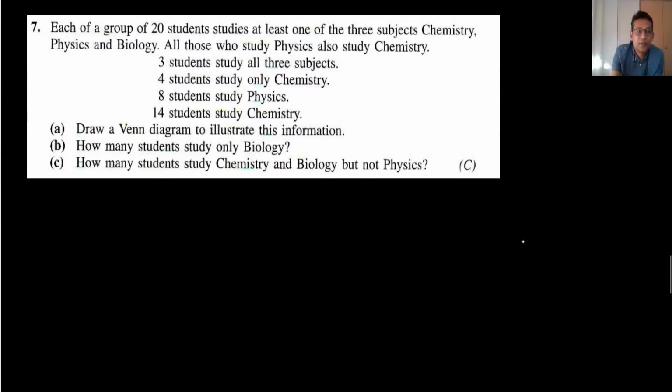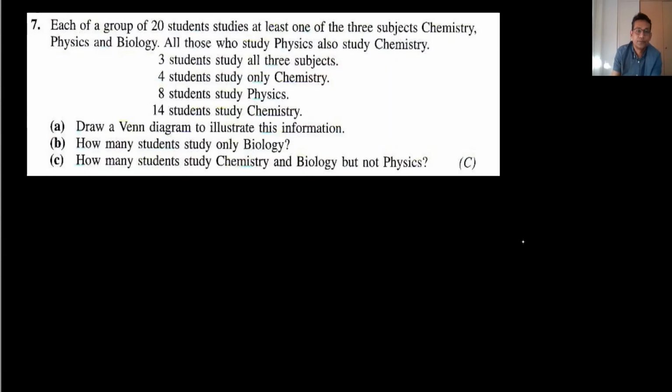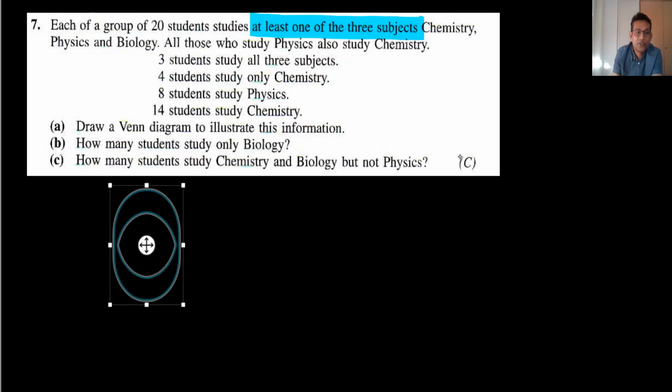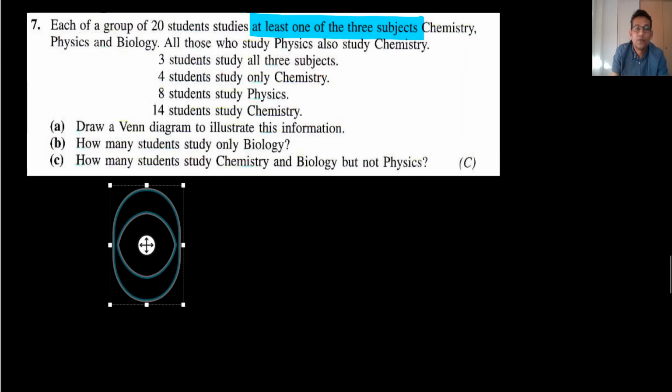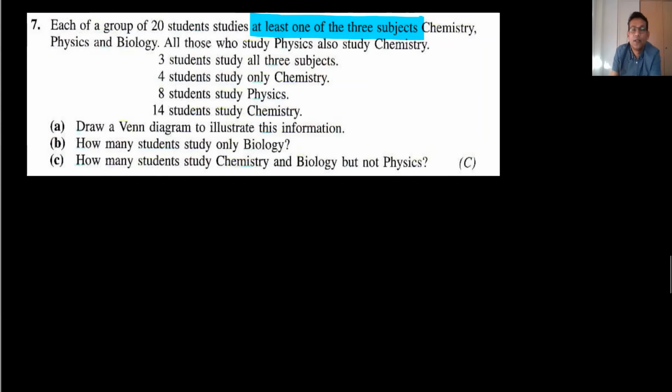Next question is about 3 categories. Each of the group of 20 students studies at least 3 subjects. At least means I told you that we need to draw a shape. So we have to draw a shape here. Once again, I should try to draw.